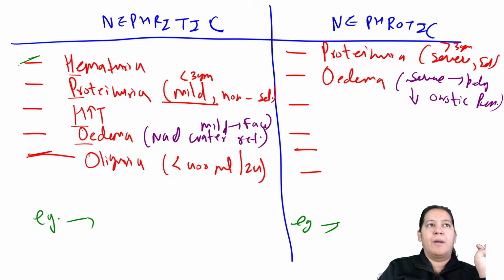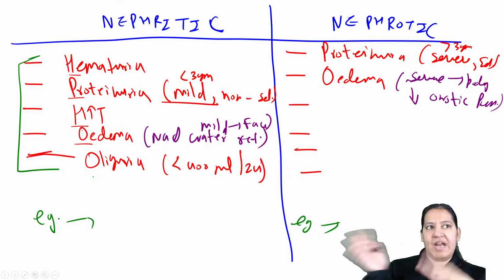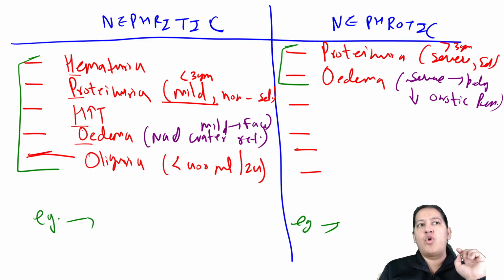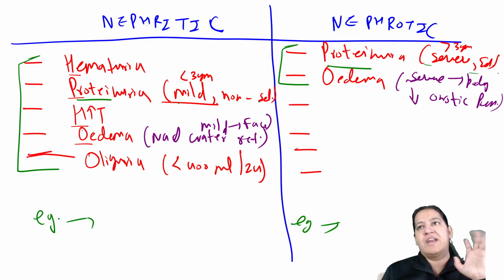Patient will typically come to you. You will see a patient with these 5 features, right? Out of these 5, 2 are common in nephritic and nephrotic. The 2 common: proteinuria here also, here also. But in nephritic, it is mild and non-selective. In nephrotic, it is severe and selective.